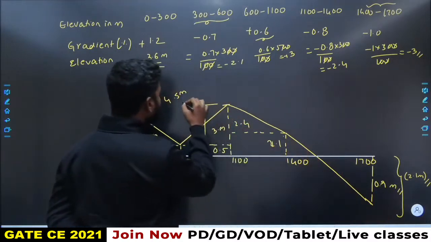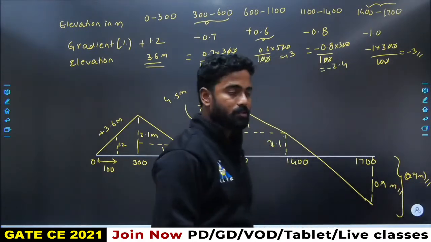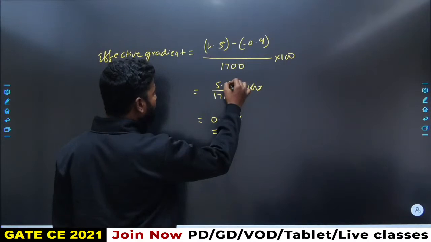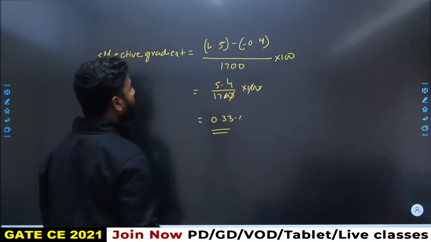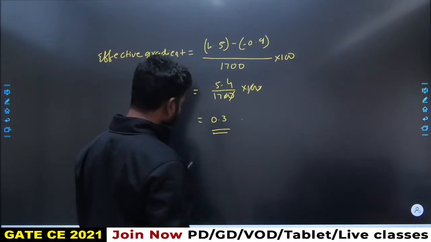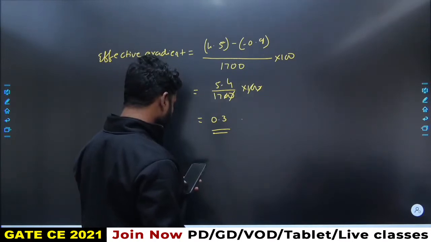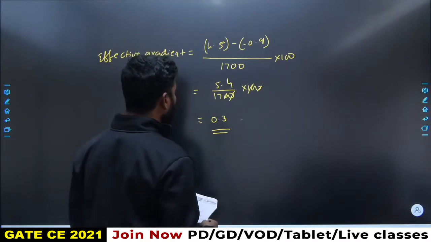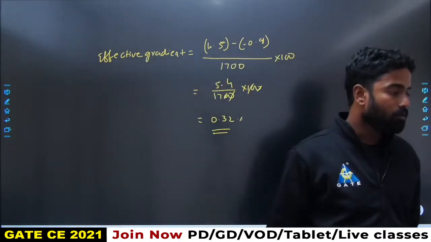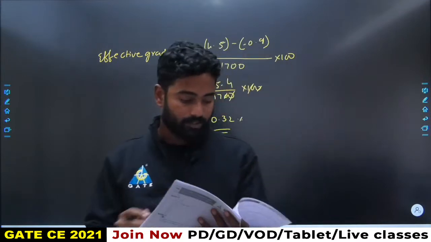Maximum rise is 4.5 meters. Maximum fall is 0.9 meters. So it is 4.5 minus of minus 0.9. That is approximately 5.4. 5.4 upon 17, 5.4 divided by 17, 0.317, 0.32%. So be very much careful, don't do calculation mistakes. This is how you are going to solve these type of questions. 0.32%.